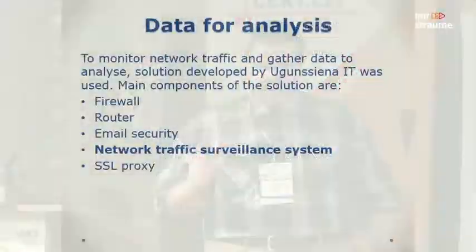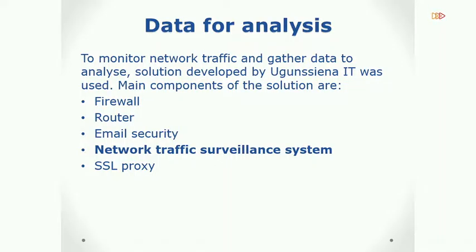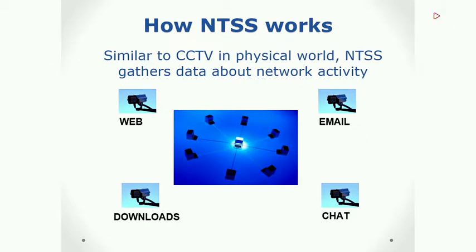And this is a bit about my presentation, and it is a network traffic surveillance system. But to understand how it works, I will spend my first slide so you know exactly what we mean with those words, because they can mean many things. Our solution is basically a standard network perimeter solution, which contains firewall, router, email security, and a network traffic surveillance system, which is what I will be talking about today.